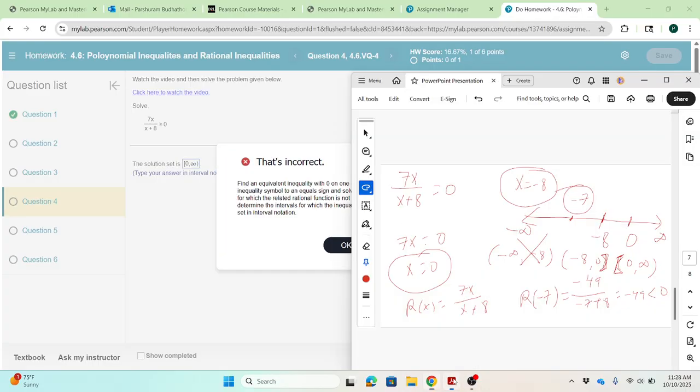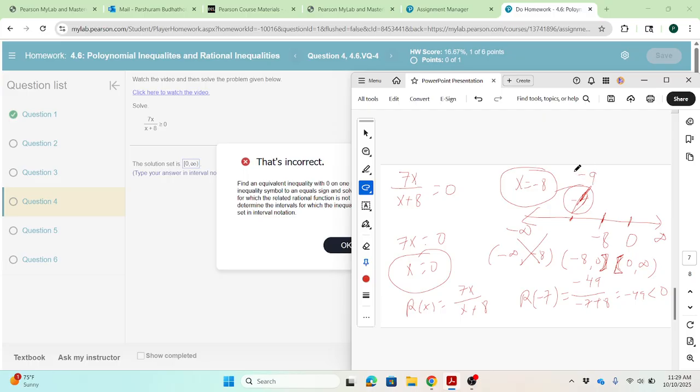What happened? Let me go back and check. Do you see the mistake I made? From here I picked -7, but -7 is not part of this interval. This is supposed to be something less than -8, which is not -7. -7 is greater than -8. That's the mistake I made.